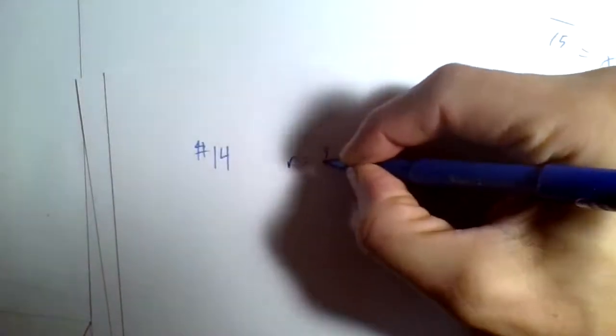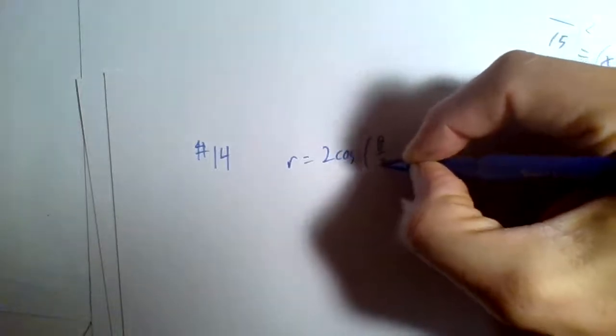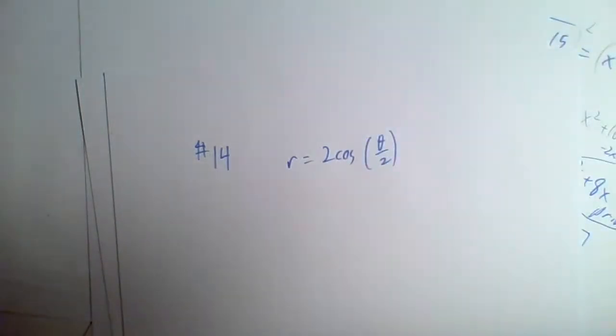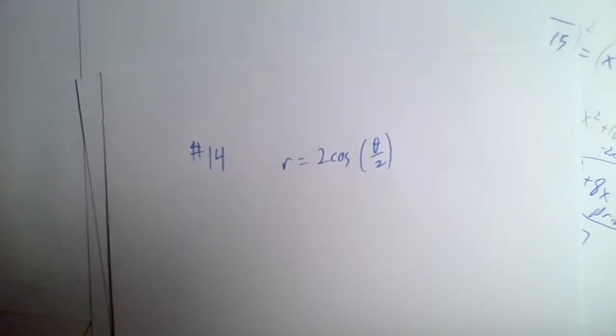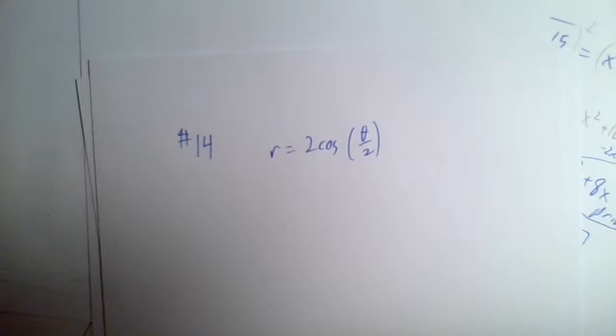I don't know what this one is. Let's see. It's r equals 2 cosine theta over 2. So I could use some half angle thing or something, but I don't think that really makes anything nicer here. I'm just going to work with that. The technique to remember for sketching these things was we just draw a Cartesian graph of what this thing looks like, and then we move it over into polar coordinates.